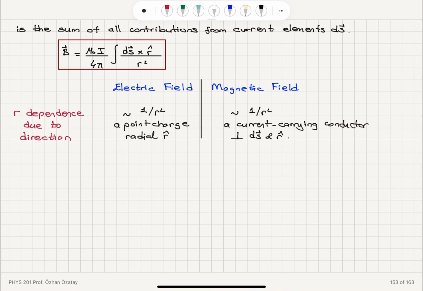And if we compare it with the electric field, we see a similar r dependence, it dies off as 1 over r squared. The electric field is created by this point charge here. The magnetic field is due to a current carrying conductor. The direction is different. The direction is in the r hat direction for the charge q. In the case of the magnetic field, it's perpendicular to the ds vector and r hat for a current element which has length vector ds.